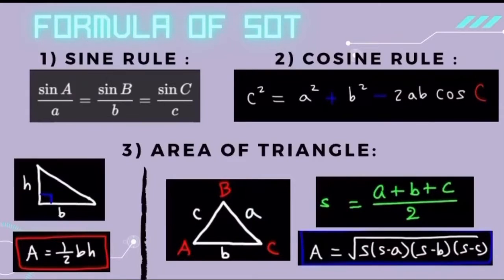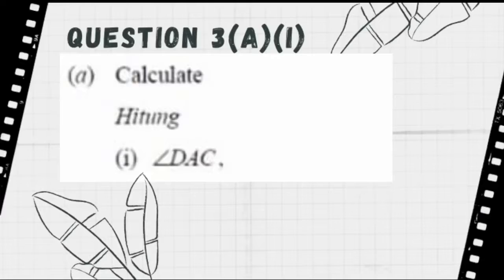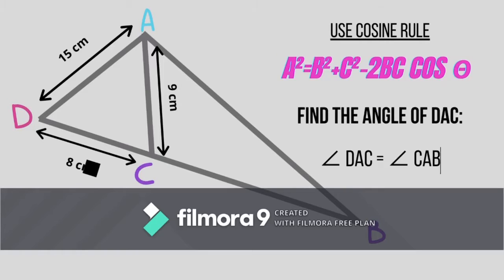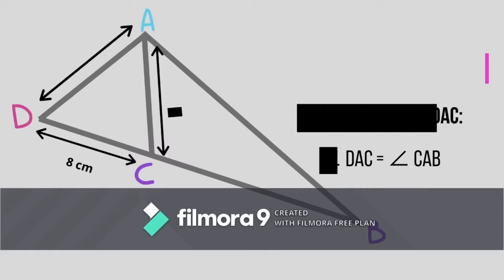Before we go through the question, we should master all of this formula first. First question is calculate the angle of DAC. As we know, triangle DAC only has 3 sides, which is suited for the condition to use cosine rule.